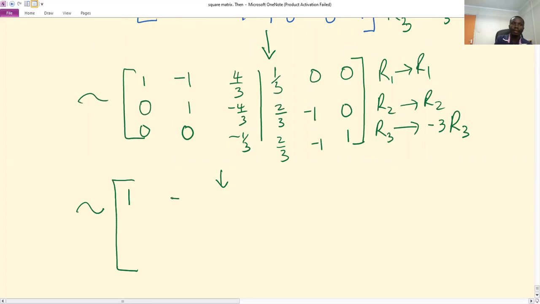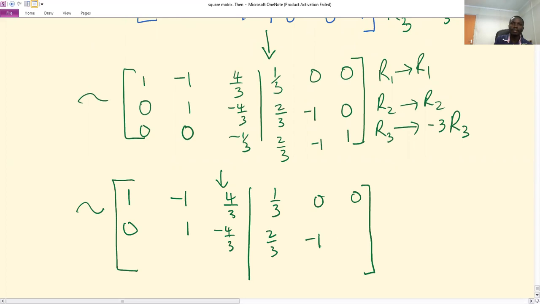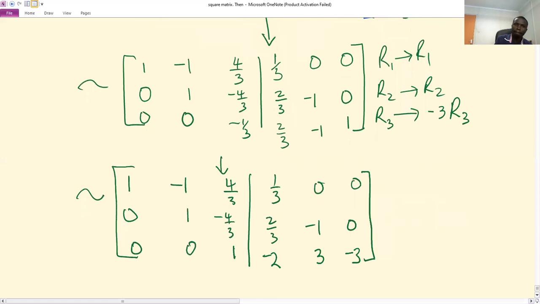I'll get 1 minus 1, 4 over 3, a third, 0, 0, 0, 1 minus 4 over 3, 2 over 3, negative 1, 0, 0, 0, 1. Now that's negative, negative 2, and then positive 3, negative 3. So that's what we have.